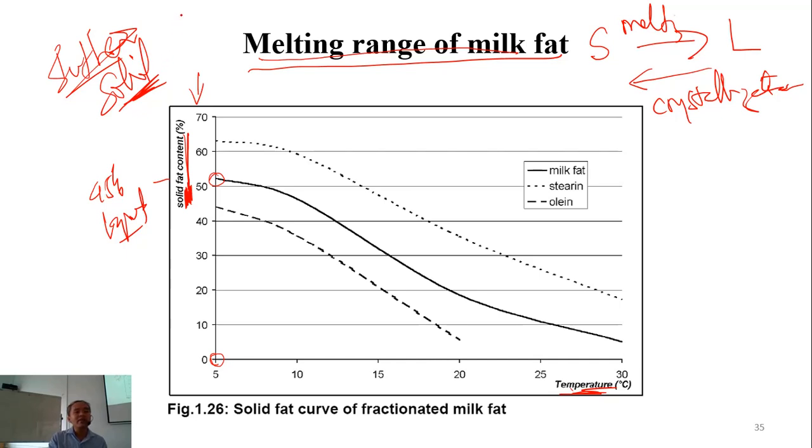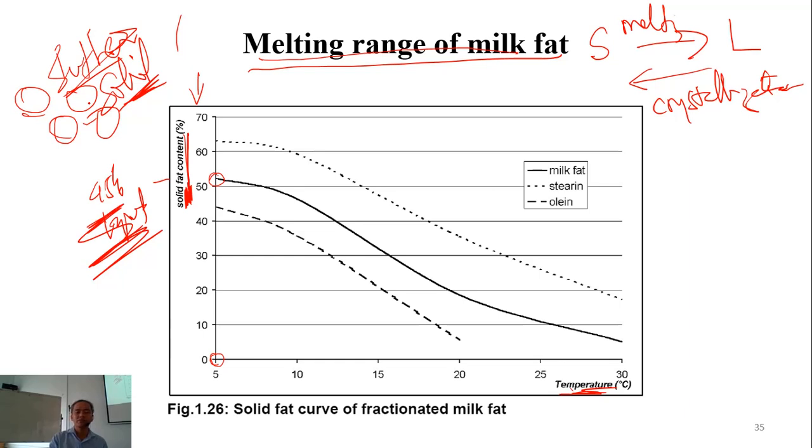You can use a knife or a spoon to scrape it, to spread it. Why? Because part of the fat is still liquid inside. It's not very hard. And also, butter contains some air cells that we will discuss in chapter 7.